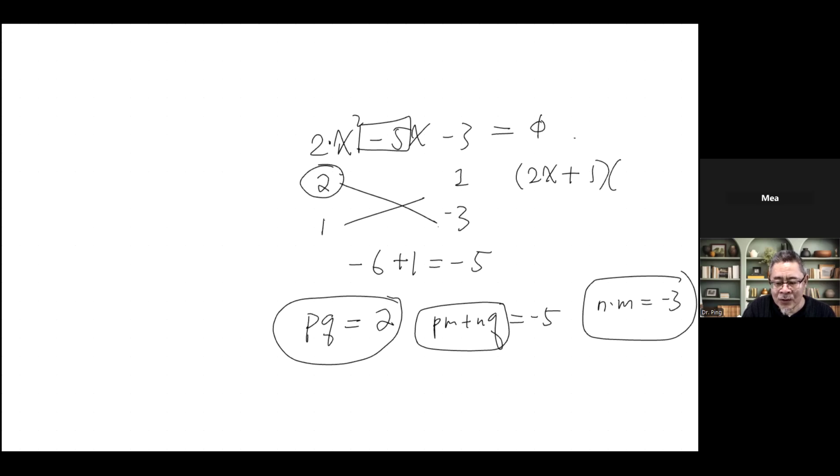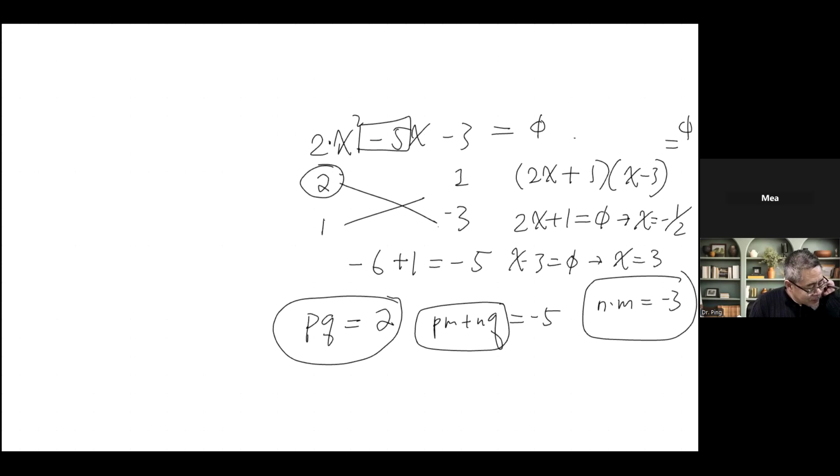And we know this is equal to 0, so therefore we can either have 2x plus 1 equal to 0, and that will give us x equal to -½, or x minus 3 equal to 0, and that gives us x equal to 3. Good? Okay. Let me show you another example.